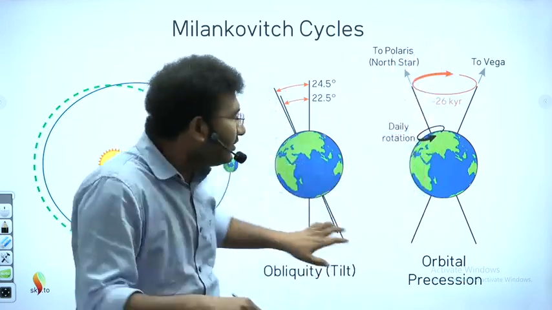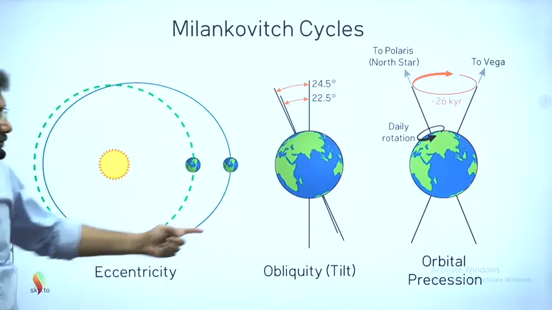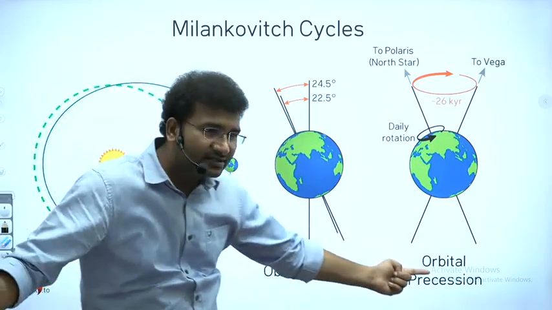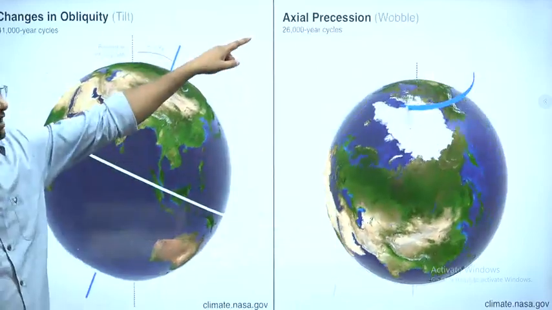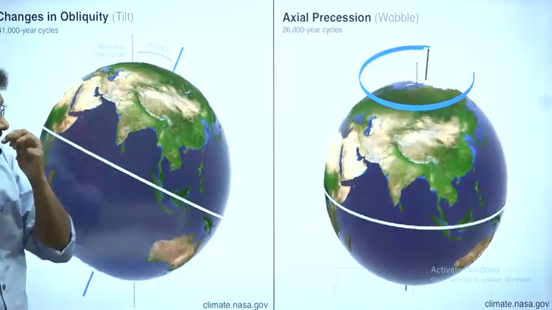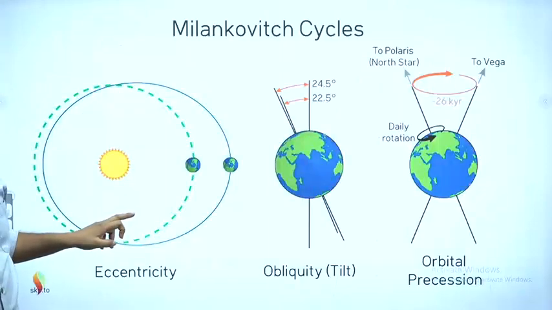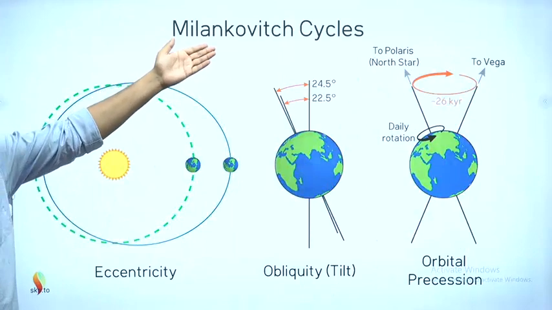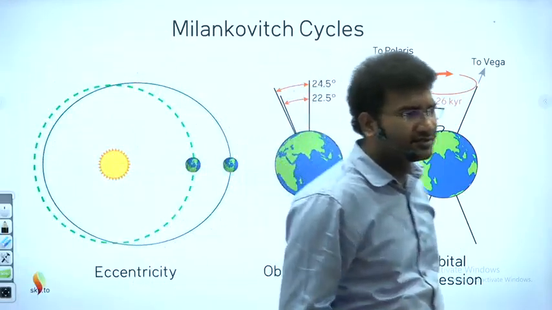ठीक है? Okay. Now, you got to learn 3 more things. One, what is eccentricity, what is obliquity, and what is orbital precession. Right? Orbital precession, which is also nothing but axial precession. Right? इसे कहते हैं Milankovitch cycles. Now, who is this Milankovitch? Is nothing but a scientist, Russian scientist है. उन्होंने ये terms दिया था. ठीक है?